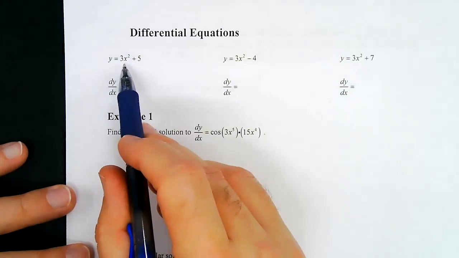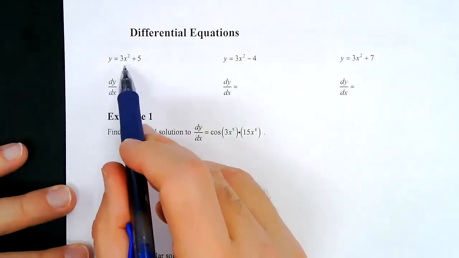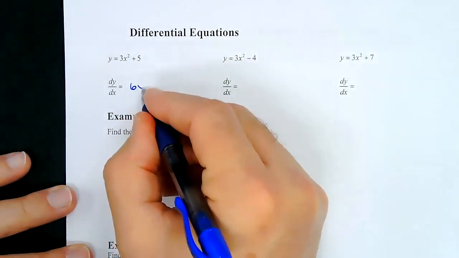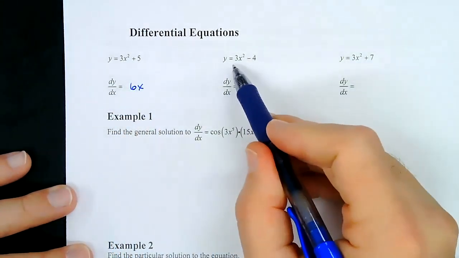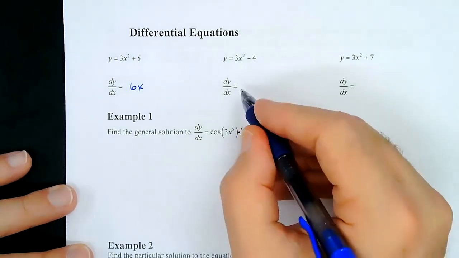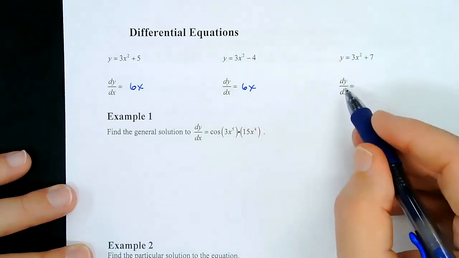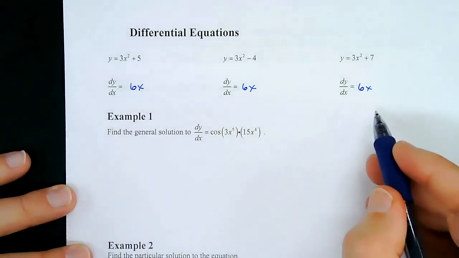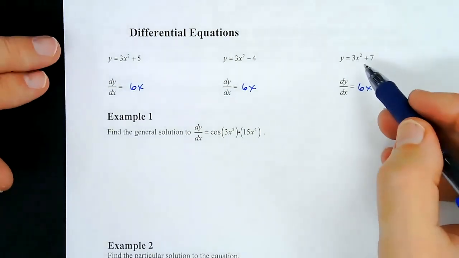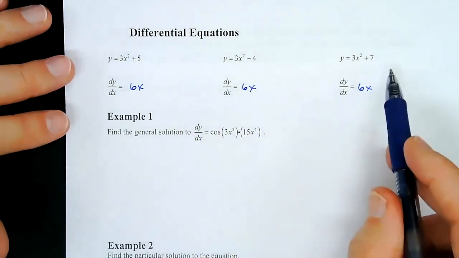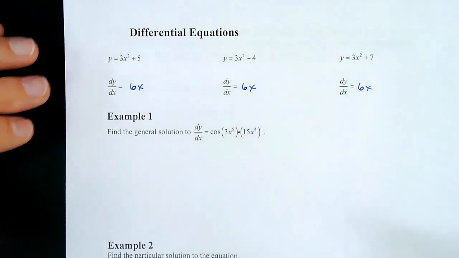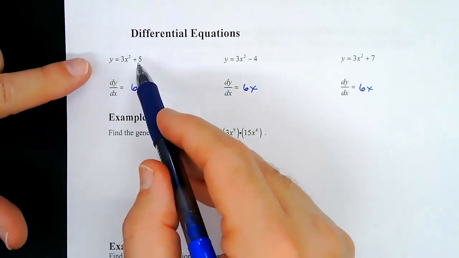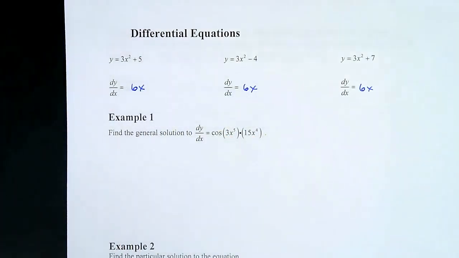If we have y equals 3x squared plus 6, then dy over dx would be 6x. If y equals 3x squared minus 4, dy over dx would be 6x again. And dy over dx for 3x squared plus 7 would also be 6x. So all of these have the same derivative, but the original function came from 3x squared, and the only difference between them was these constants. So we have to remember that if we're solving one of these differential equations to go backwards, we're going to need to add that constant.